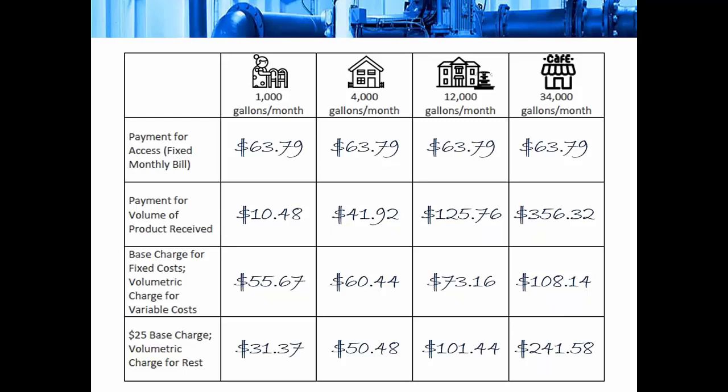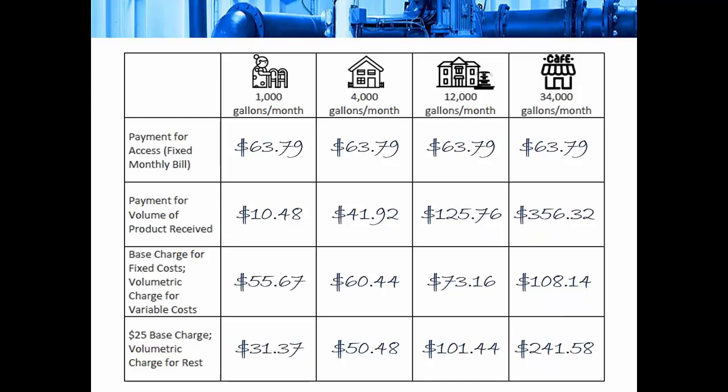And then finally, for that Main Street Cafe, some of you may have worked in food service, maybe when you were younger, waiting tables or doing things like that, or have family in the food service industry. You know that restaurants have very razor-thin margins. And so 34,000 gallons a month is a necessity for this business, but they could pay as little as $64 a month for that. They could pay as much as $356 a month for that.